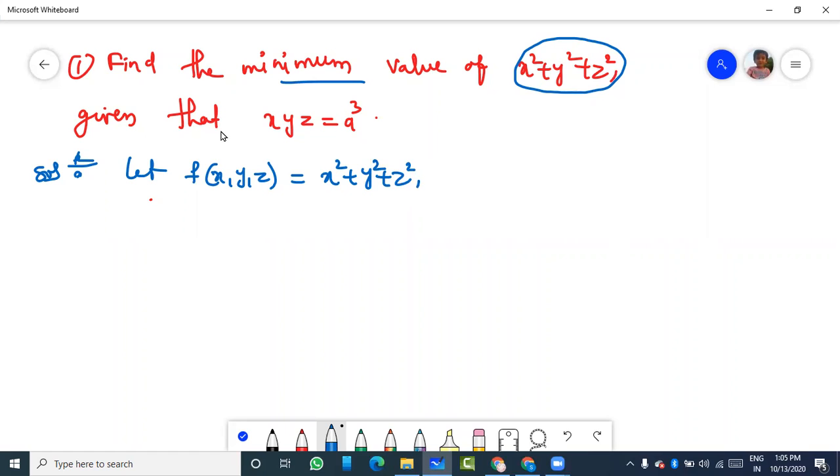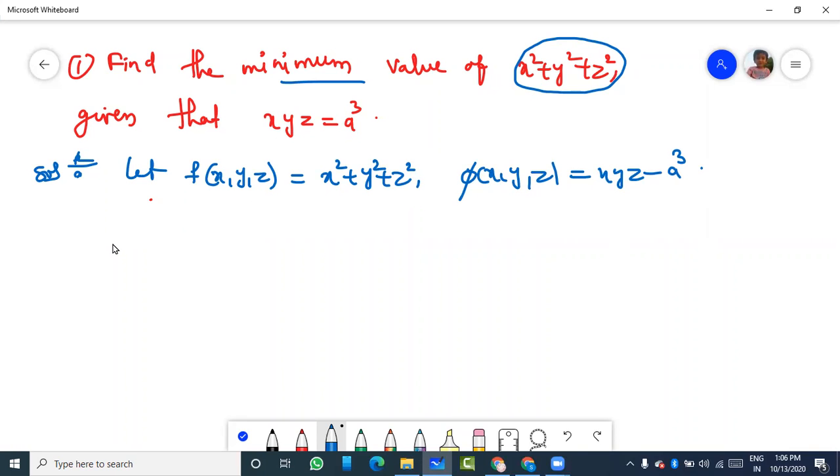Given that, it is subject to the condition phi of x comma y comma z equal to xyz minus a cube. Okay, is it clear? Yes, ma'am. The minimum of the function, let it be small f, is given subject to the condition, that is the phi function.